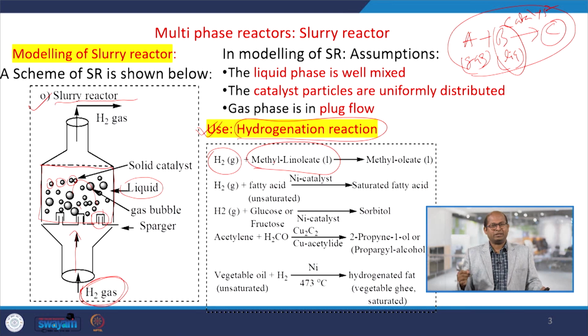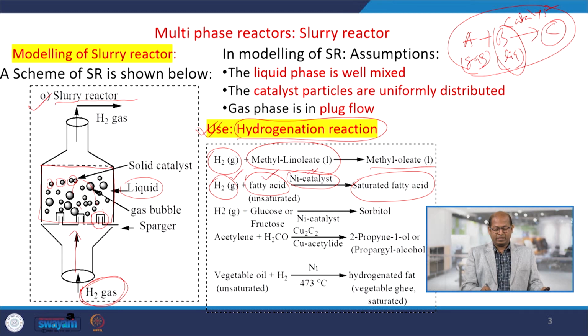There are a few examples. I will discuss the hydrogenation reactions, particularly hydrogen gas and the second component methyl linoleate, which would be converted into methyl oleate, another liquid component. Similarly, hydrogen, which is reactant A, would be used to convert unsaturated fatty acid into saturated fatty acid in the presence of nickel catalyst. So, here reactant 1, reactant 2 and catalyst are present inside the reactor, and we have to use this type of reactor. Then we can conduct the reactions and convert reactant B into another component.